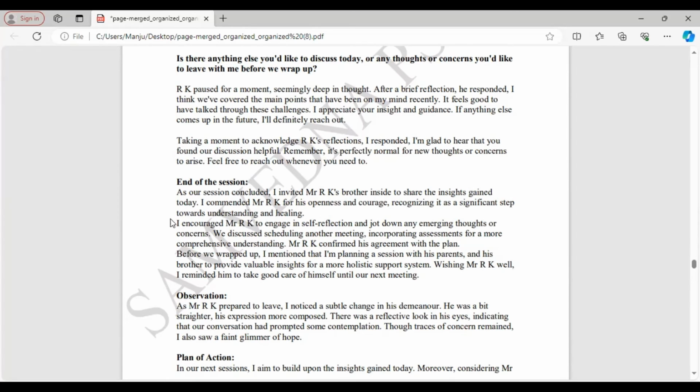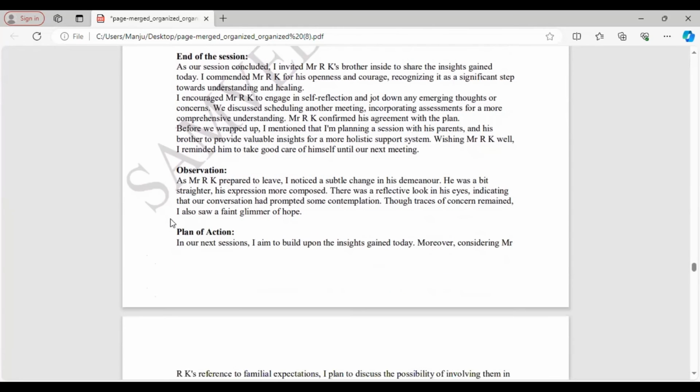Before we wrapped up, I mentioned that I am planning a session with his parents and his brother to provide valuable insights for a more holistic support system. Wishing Mr. RK well, I reminded him to take good care of himself until our next meeting. Then, whatever observations you have noted down, you have to mention while the patient is leaving. These observations you have to make and write down. And lastly, the plan of action.